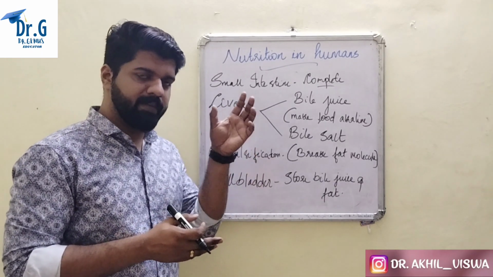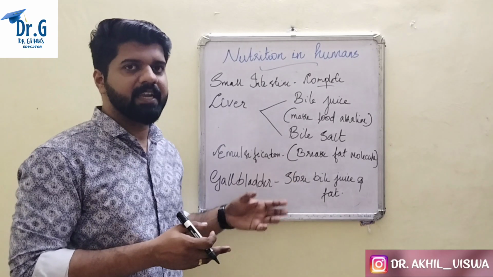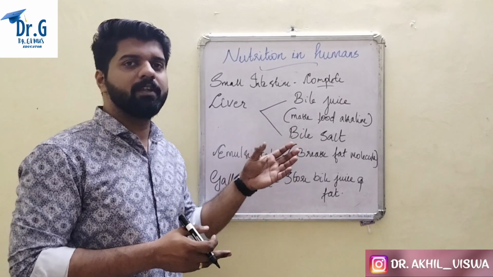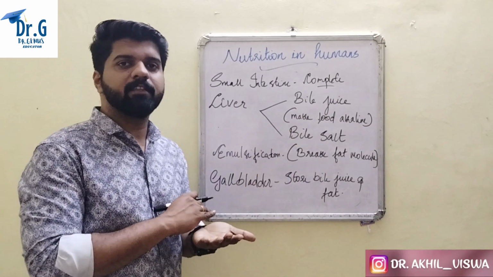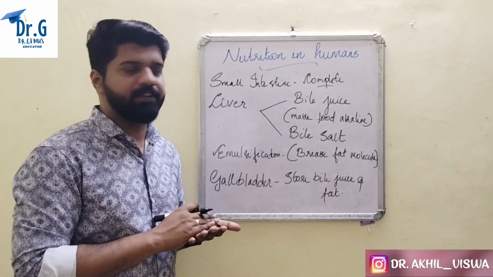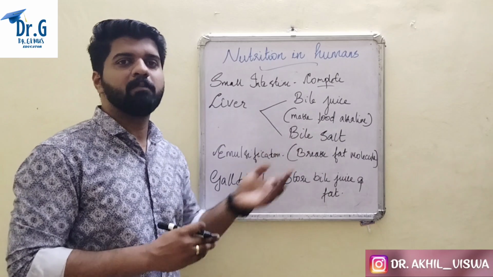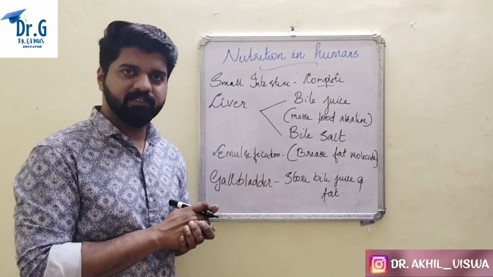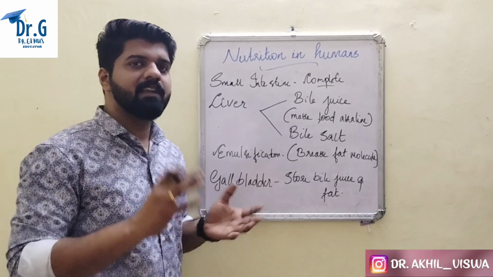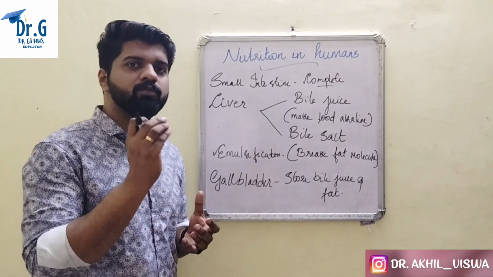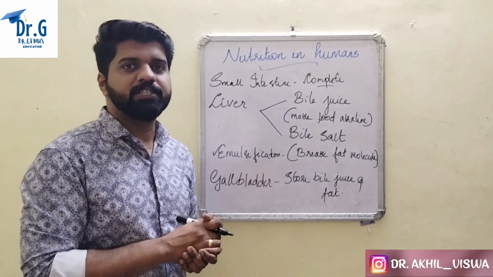The digested food material will come to the small intestine. When it reaches the small intestine, the liver will produce certain bile juices, so it makes the food into alkaline condition. So next is called bile salt. What is the function of bile salt? Bile salt will degrade the larger fat molecules into simple ones for the digestion process.